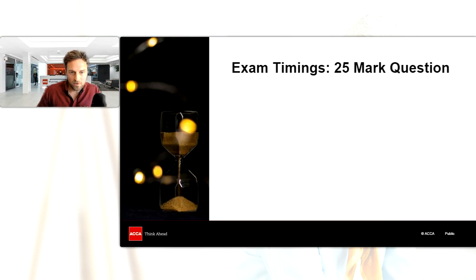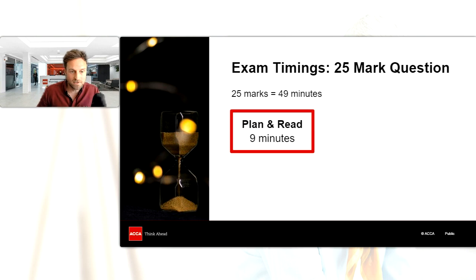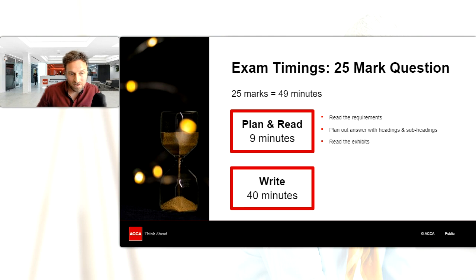Then for 25-mark questions, everything's just halved. So you're going to have your planning and reading time is now 9 minutes. So you still need to read the requirements, plan out your answers with your headings and subheadings, and read the exhibits. And then your writing time is now 40 minutes. So again, you've still got 2 minutes per mark. It still works out nicely. And you've got to be, again, very strict with that.